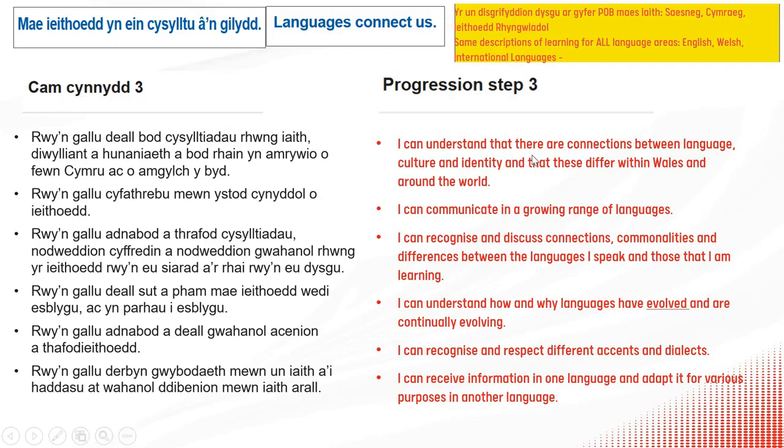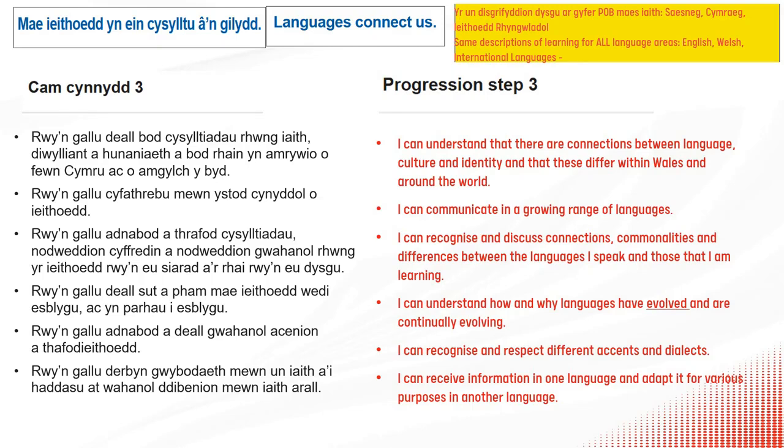So when we look fully at progression step 3, then, the ones that really line up to international languages is bullet point 2, I can communicate in a growing range of languages. This doesn't mean that they are at the same level. Communicating is being able to say even a few words in that language. So if you are doing language of the month and having a look at a different language each month, then they're getting the chance to communicate in a growing range of languages. But if we're only introducing Welsh in primary school and English medium settings, then they're not experiencing a growing range of languages.